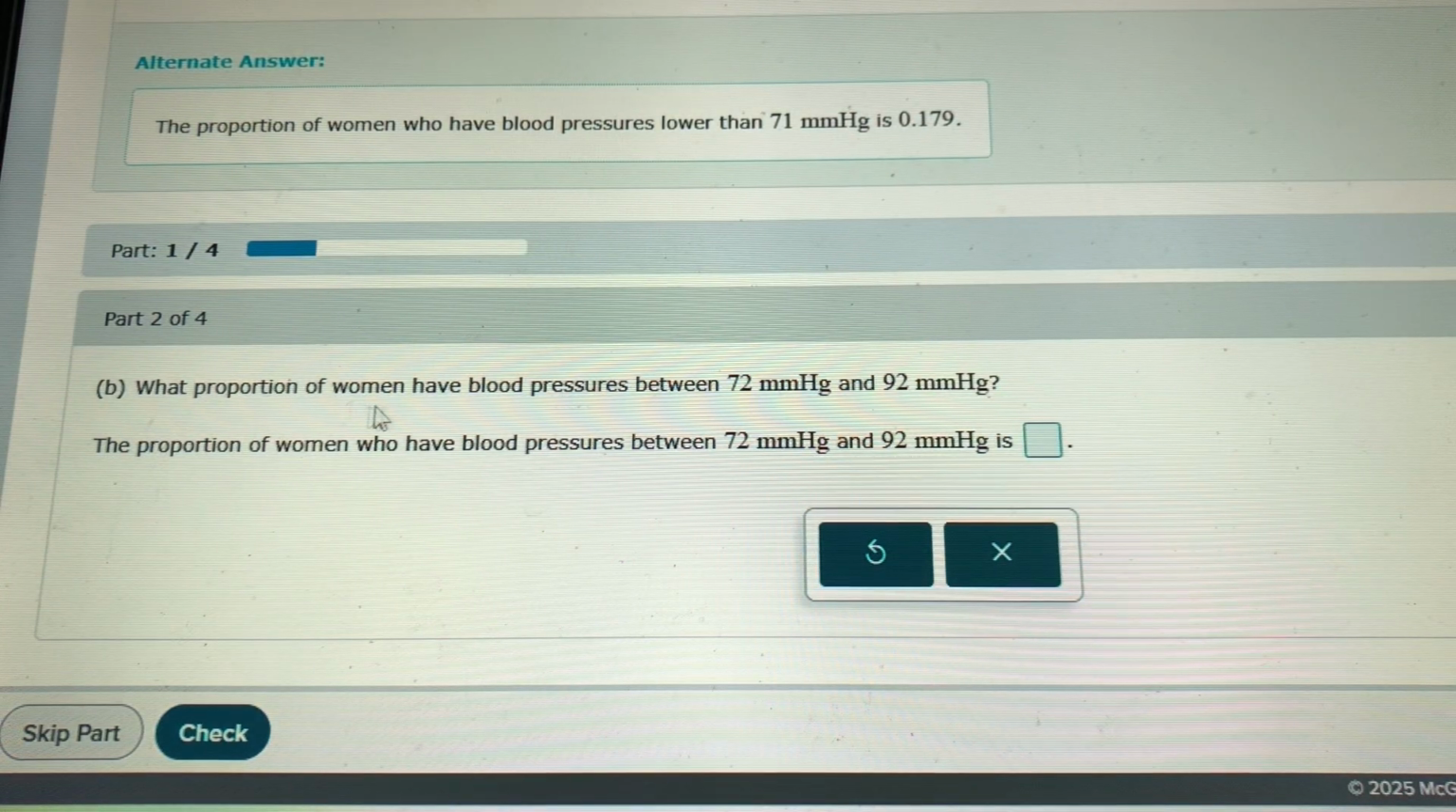What proportion of women have blood pressures between? See, here's the between case. So now you don't need a 999. Now you put the smaller, lower number first, bigger number second, upper number, and then the mean and the standard deviation. So normal CDF between 72 and 92.